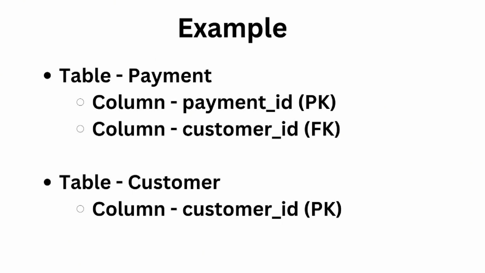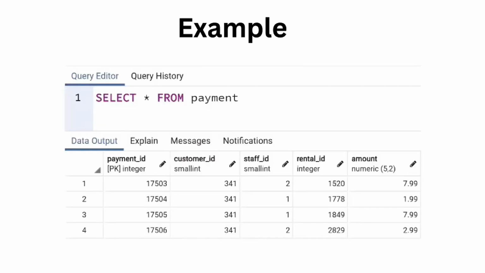So for example, recall in the DVD rental database payment table, each payment row had its unique payment ID, which was a primary key for the payment table, and it also identified the customer that made the payment through the customer ID. The customer ID within the payment table is a foreign key, since it references the customer table's primary key.